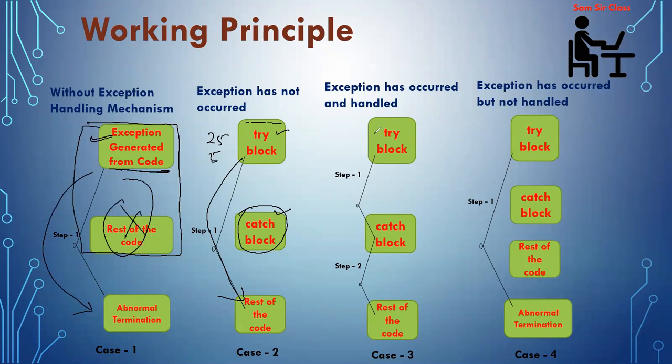Next is an exception has occurred and handled. So whenever I am entering 25 and 0, an exception has occurred. From where the exception has occurred, instantly the catch block's role will come.